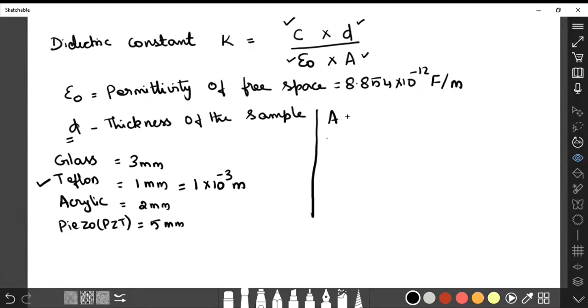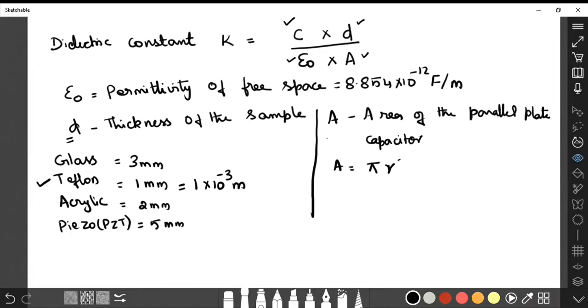A is the area of the parallel plate capacitor. It is circular in shape, right? So A is equal to, what is the formula? Pi r square. Here r represents the radius of the capacitor. Actually here we used two capacitors for the experiment. One is large and another one is small. So whichever we are choosing, accordingly the radius value is to be substituted.